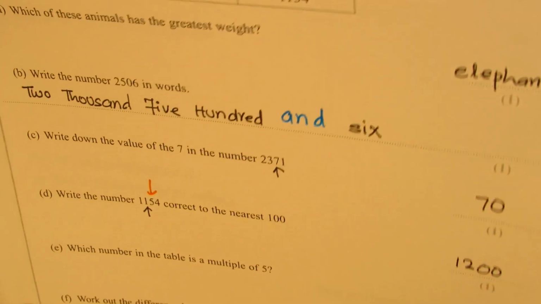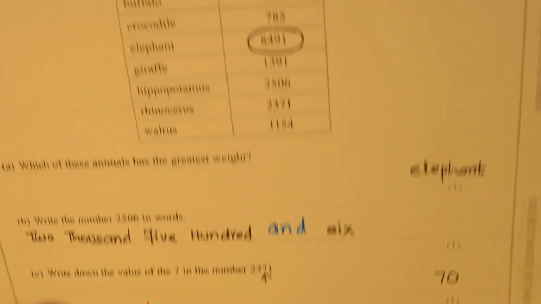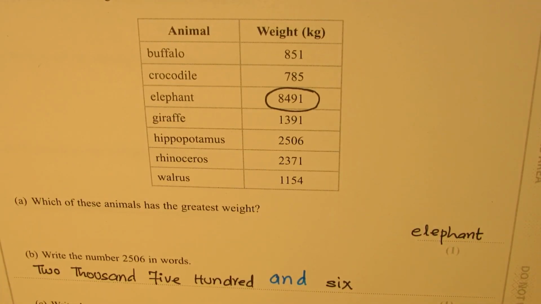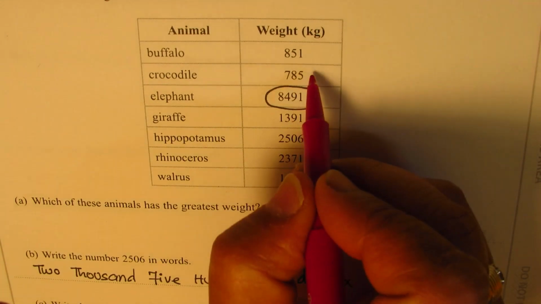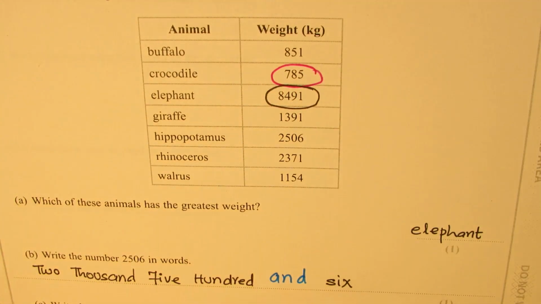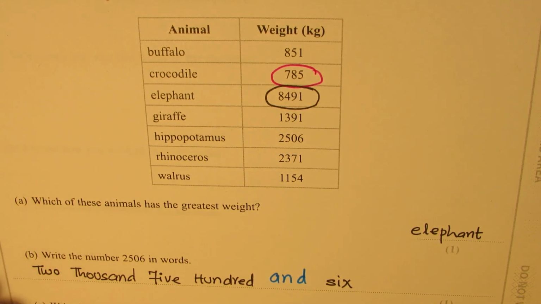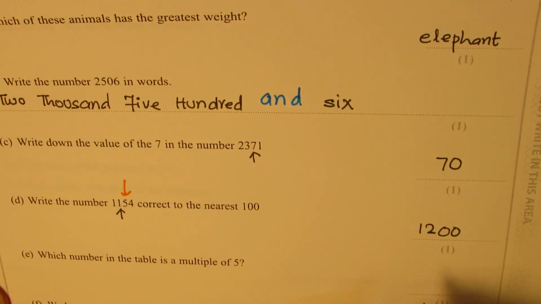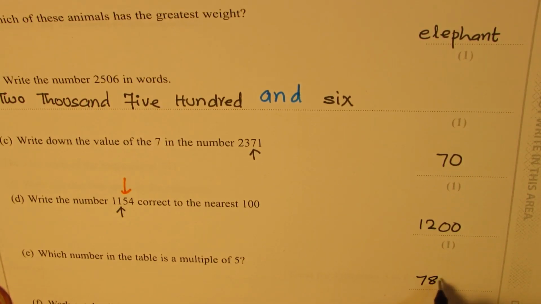The next question is, which number in the table is a multiple of 5? Multiples of 5 means they should end with 5 or 0. So the number which ends with 5 here is 785. So that is the number which is a multiple of 5. Clear? So let's write down that answer, which is 785.